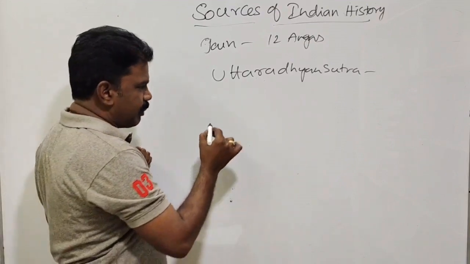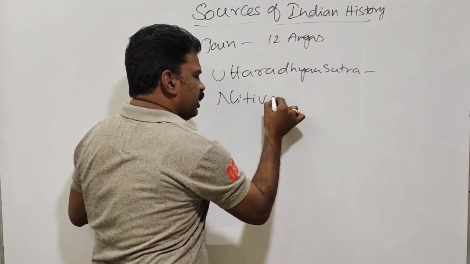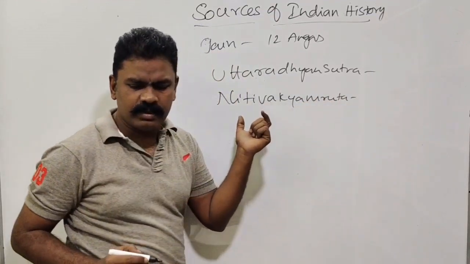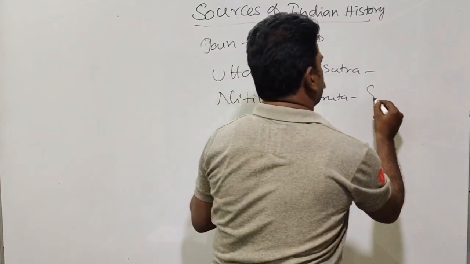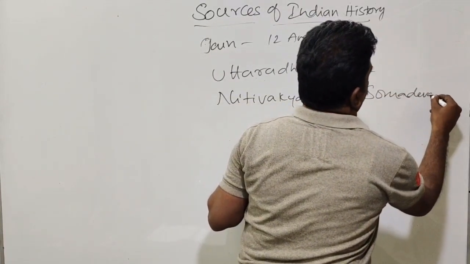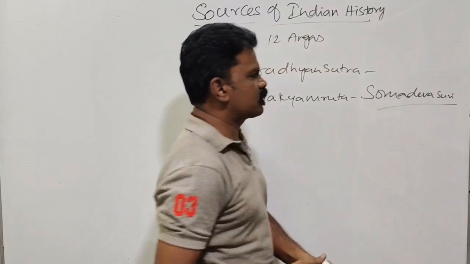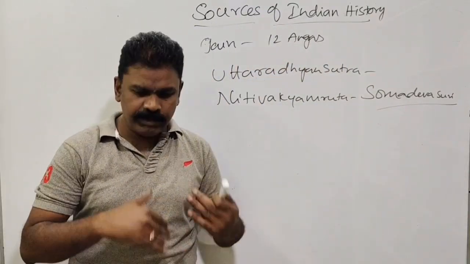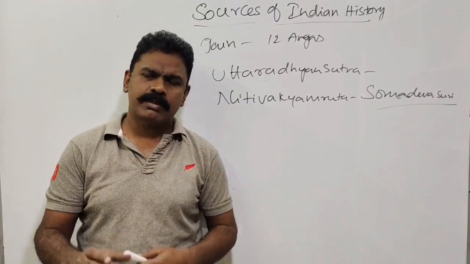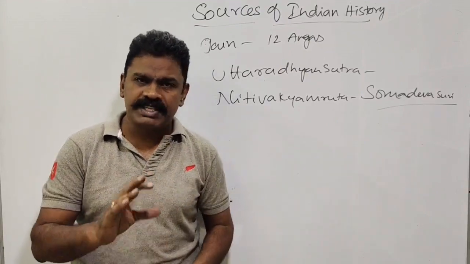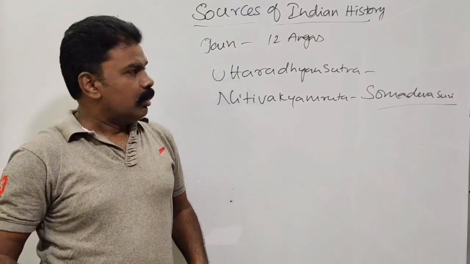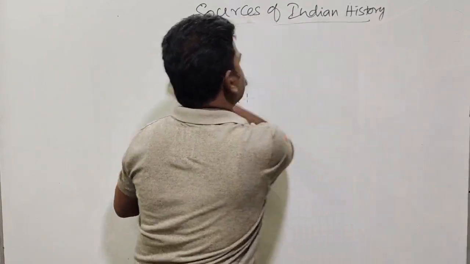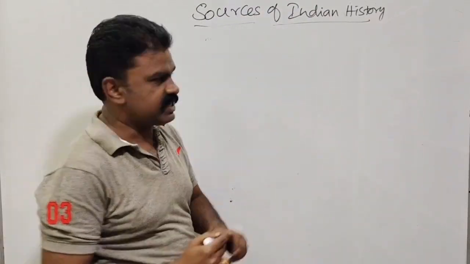Next, Niti Vakyamruta. This was another Jain book written by Somadeva Suri. So these books throw light on Indian history. These are the religious books. And Islamic literature also existed in the later period. Islamic literature also speaks about Sufi saints and all the Islamic activities. Next, after this, secular books.